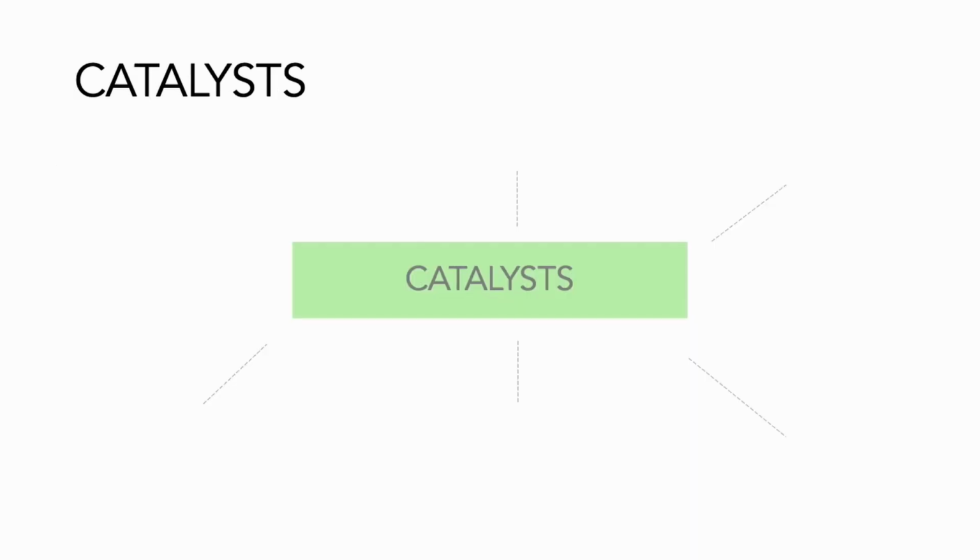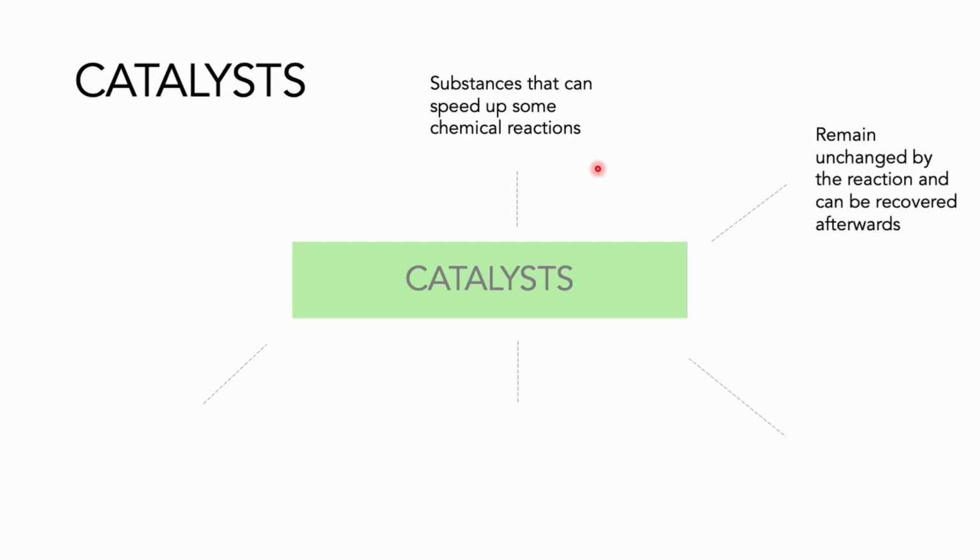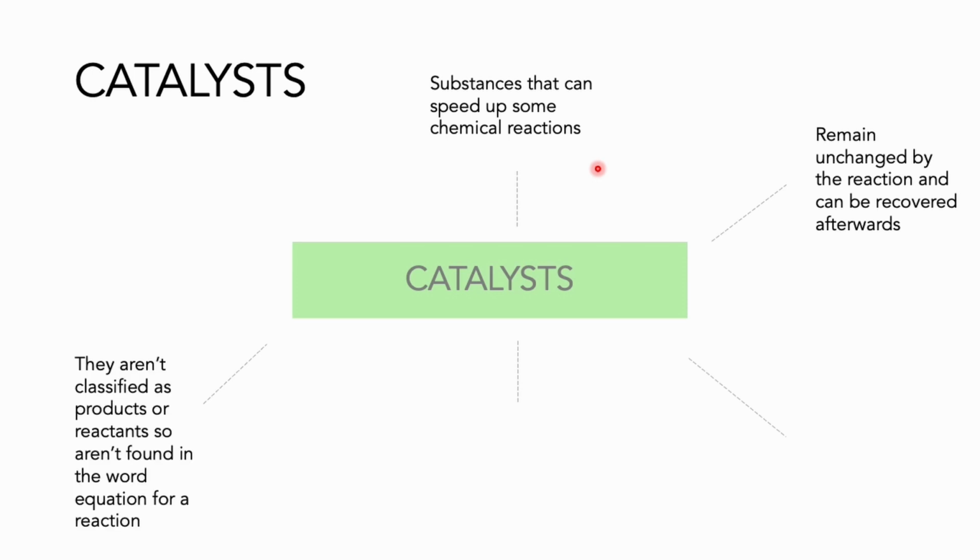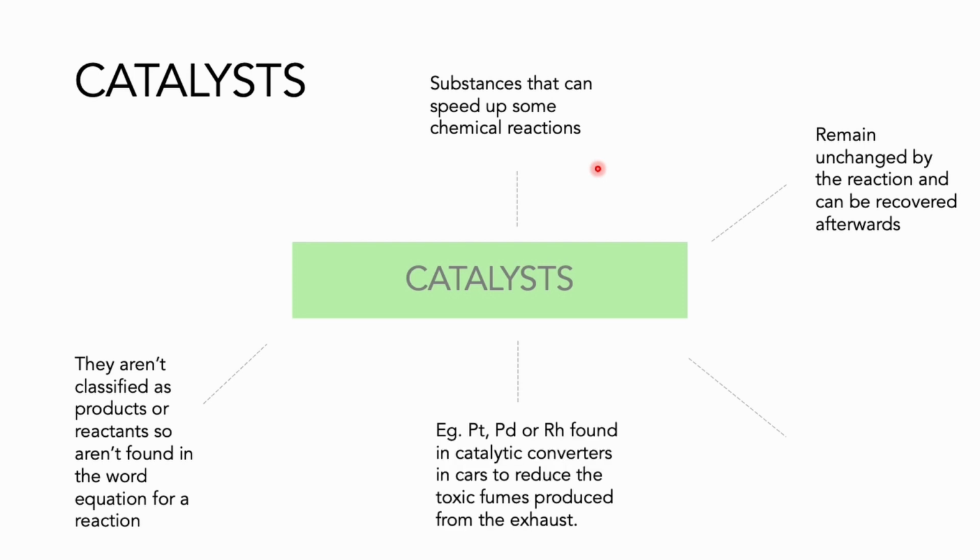The defining features of a catalyst are that they are substances that can speed up chemical reactions, they remain unchanged by a reaction and can be recovered afterwards, and they aren't classified as products or reactants, so they aren't found in word equations for a reaction. There are some common examples like platinum, palladium, or rhodium, which are found in catalytic converters in cars to reduce toxic fumes produced from the exhaust, and iron in the Haber process, which is used to make ammonia.